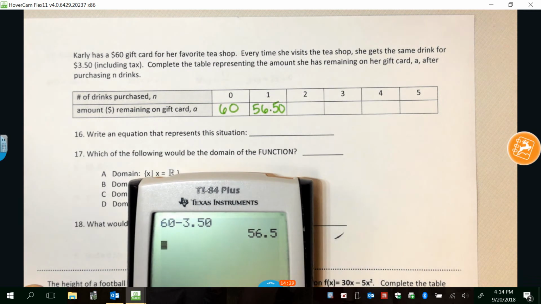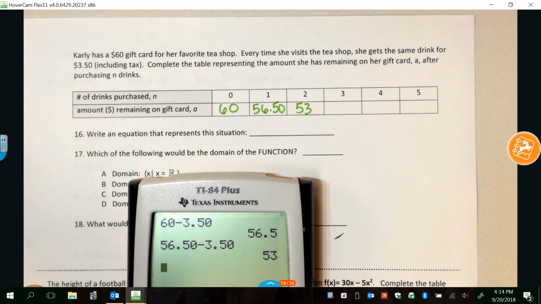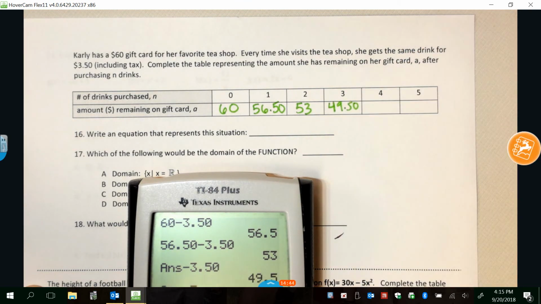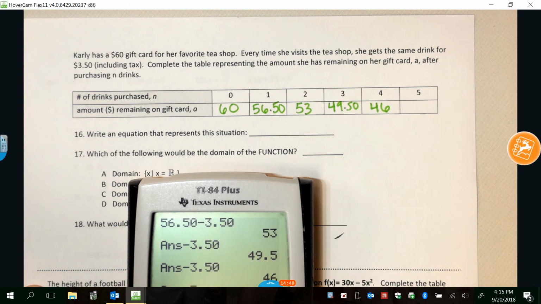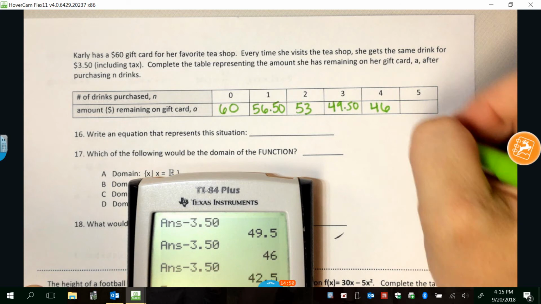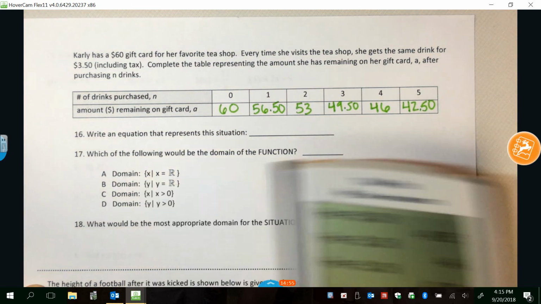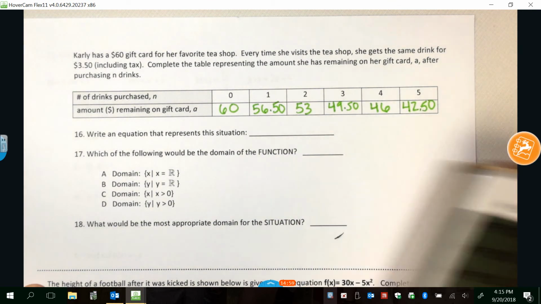So again, 56.50 minus 3.50 is 53, minus 3.50 is 49.50, minus 3.50 is 46, minus 3.50 is 42.50. Okay, what I want you to realize is we just subtracted the same thing over and over and over again, which right away tells us this is linear.